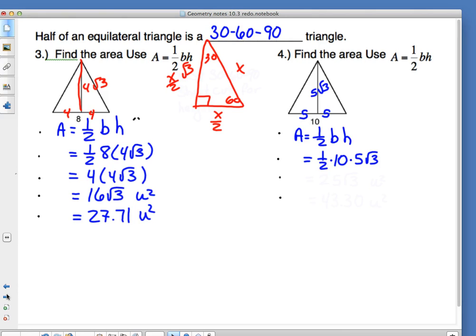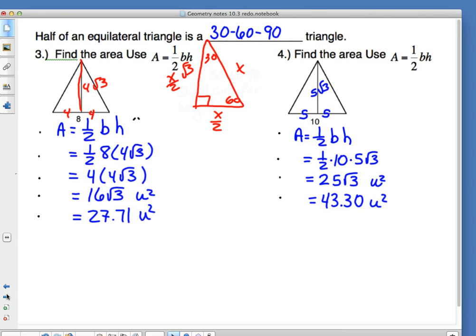Okay, now after I get that, I got 5 times 5, which is 25, the square root of 3. Unit squared is my exact answer. And then I pop it in my calculator, got 43.30. Any clarifications? We doing okay?